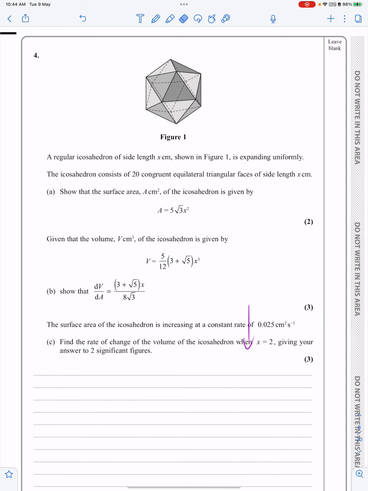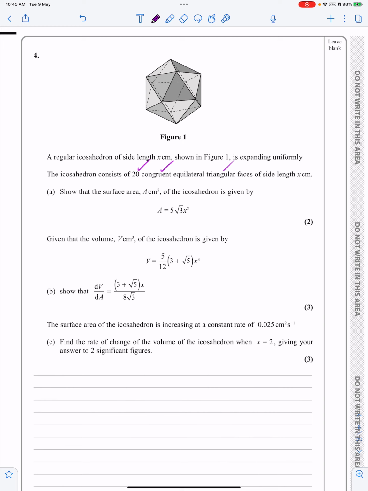Let's have a quick look at part A then. They can be quite individual with these style of questions. What have we got? Horrible looking shape here. Regular icosahedron, and that's side length x, 20 congruent equilateral triangles, find the surface area. Okay, read it again, and actually it's not that bad then. I'm trying to find the surface area of 20 congruent triangles. So basically find the area of one of those triangles and then multiply it by 20.